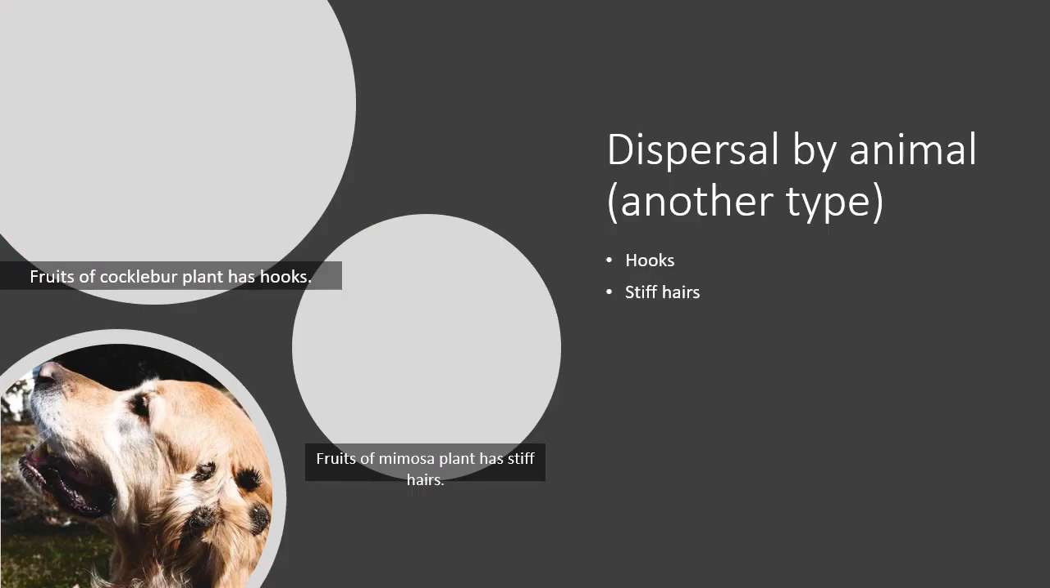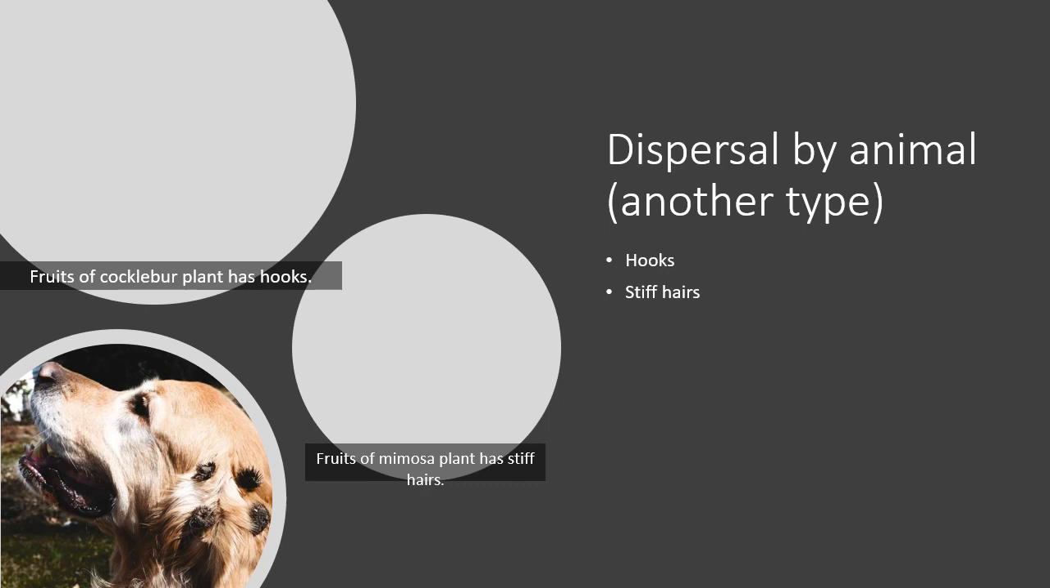This is another type of dispersal by animal. They don't have the fleshy and juicy fruits, but they may attach to the animal's body. Look at the picture. You may notice that the seeds are attached to the dog's fur. Okay, and then we have the examples here.